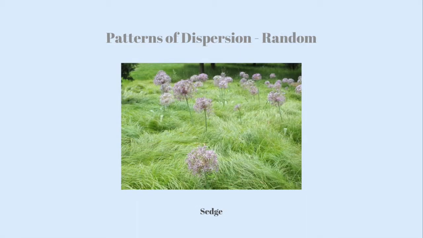In random dispersion, the position of each individual in a population is completely independent of the other individuals. This can be due to uncontrolled or forced movement, like in the dispersal of seeds. In the tundra, sedge demonstrates random dispersion. The sedge plant is a type of achene, a small seed-like fruit containing one seed.